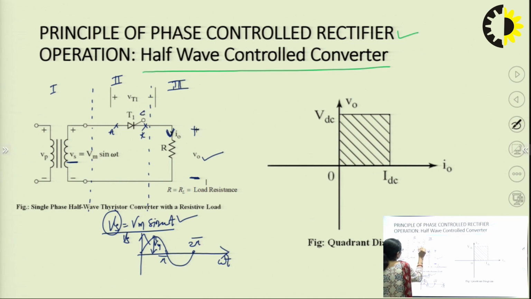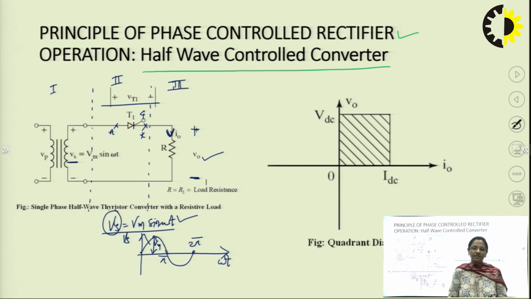We also know that this is the gate terminal of the thyristor or SCR, and the polarity of voltage across the SCR would be positive at the anode and negative at the cathode. So, plus minus VT1, where T1 is the thyristor. VT1 is representing the voltage across this particular thyristor.